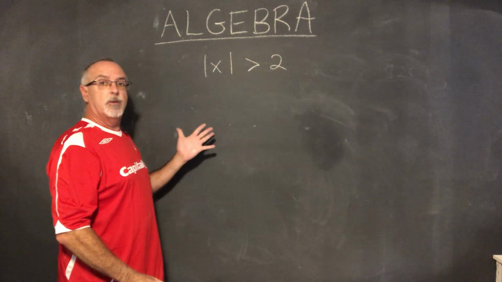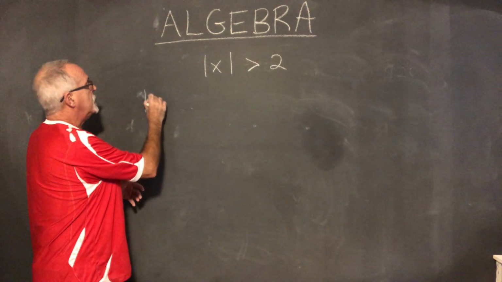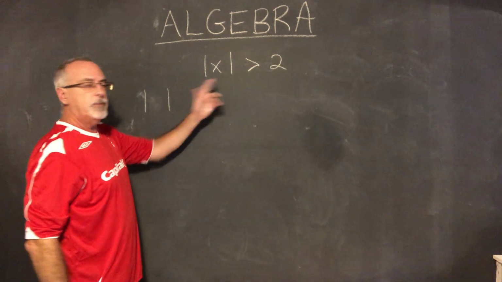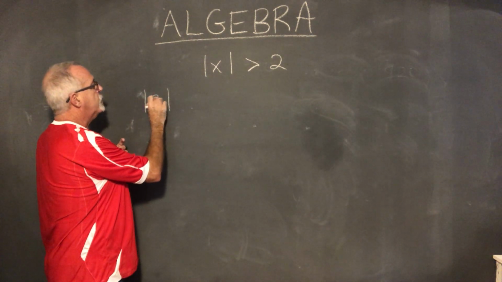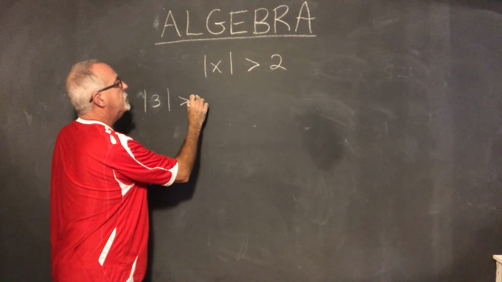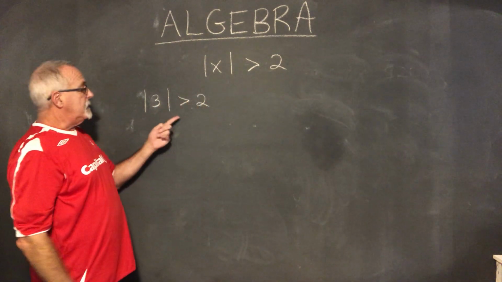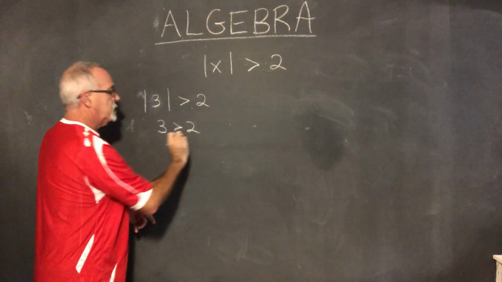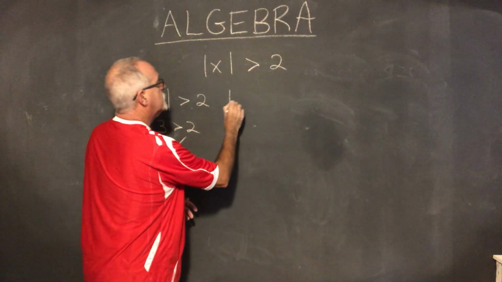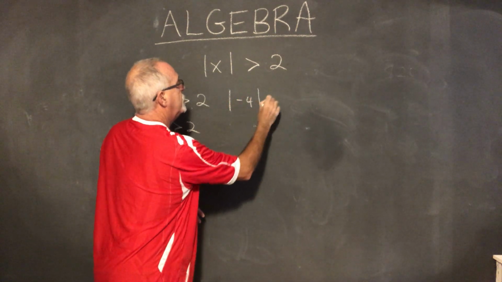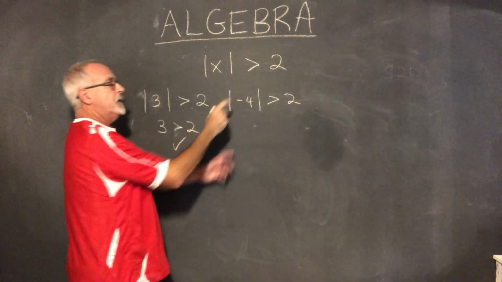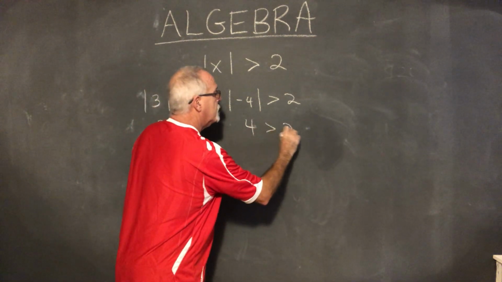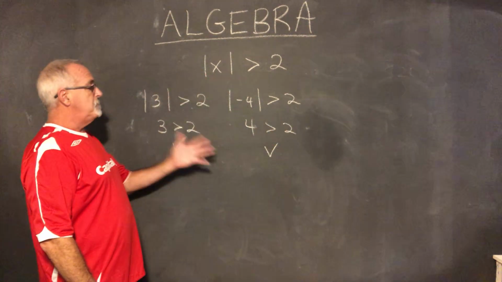So let's try it with a few numbers. How about the absolute value of x? Sorry, I'm not going to put x. I'm going to substitute for x. The absolute value of 3. Is the absolute value of 3 greater than 2? Yes, it is, because the absolute value of 3 is 3, and 3 is greater than 2, so that works. The absolute value of negative 4, is that greater than 2? The absolute value of negative 4 is 4. And 4 is greater than 2, so that one worked as well.